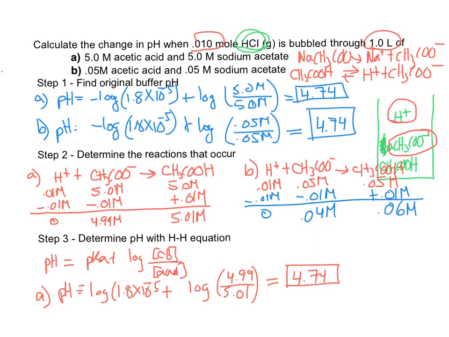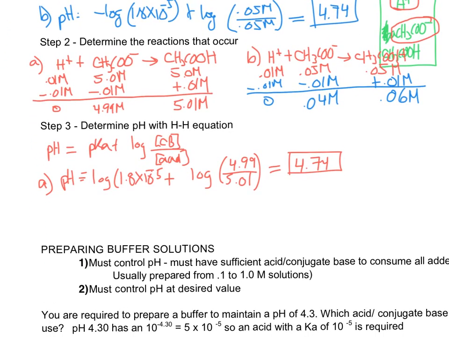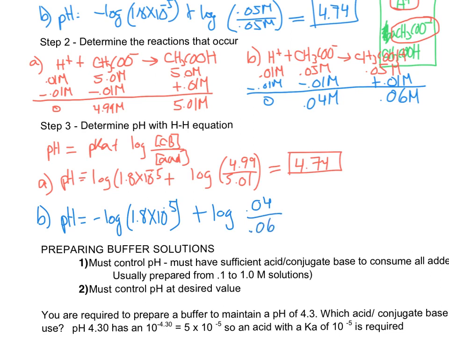To find the pH, I'm going to use the Henderson-Hasselbalch. Again, if you want to use an ice chart, you're more than welcome to do that, but the Henderson-Hasselbalch is a little bit easier. So pKa, which is negative log of the Ka, plus log of my conjugate base, 0.04 molar, over my acid, 0.06 molar. If you calculate that, you end up with 4.55.